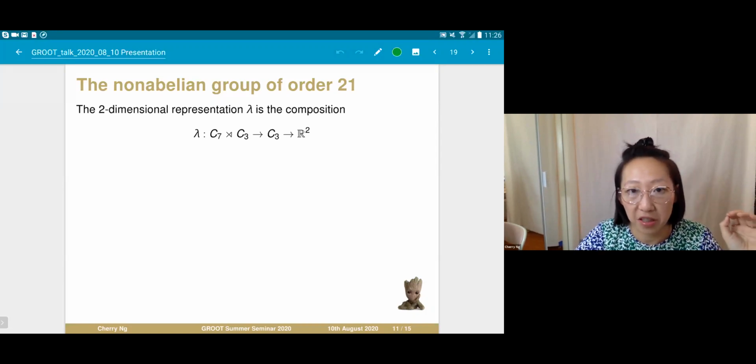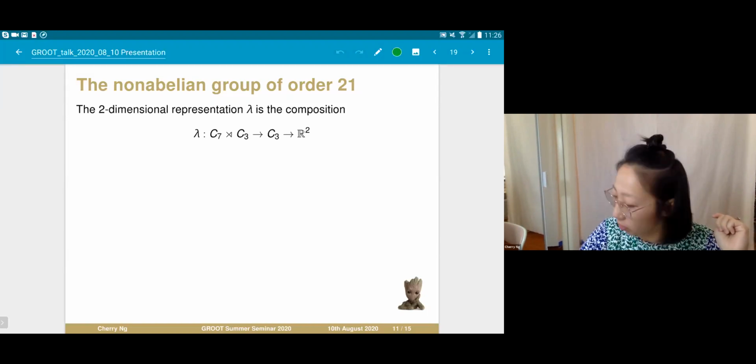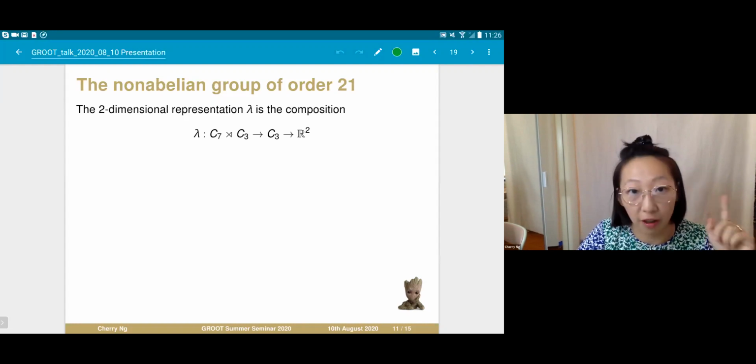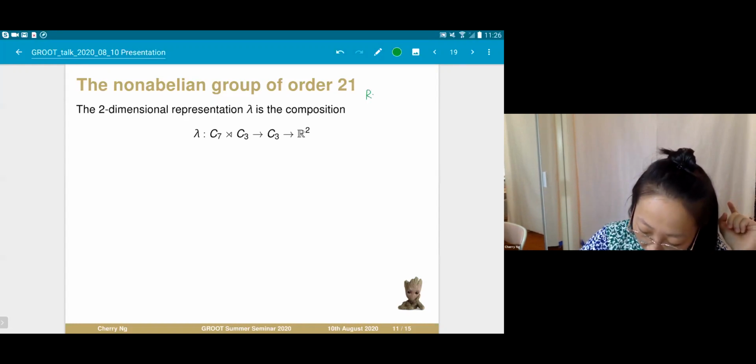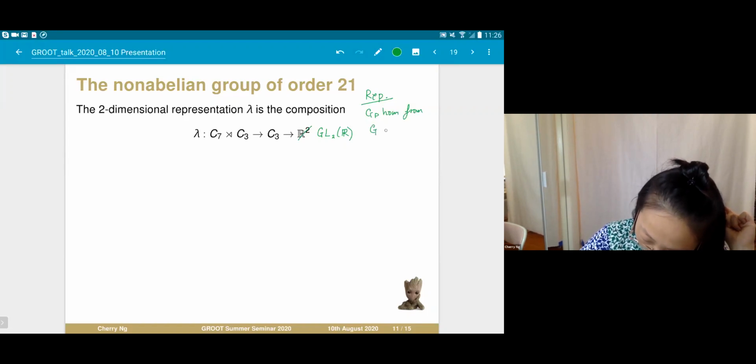The 2-dimensional representation, small lambda, is formed by taking, oh, I forgot to give the other definition of a representation. Okay, the other definition of a representation. Oh, also this is wrong. That should say GL2R. It's a group homomorphism from G to GLnR. That's the other definition.